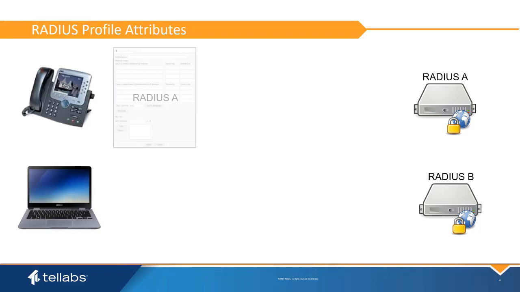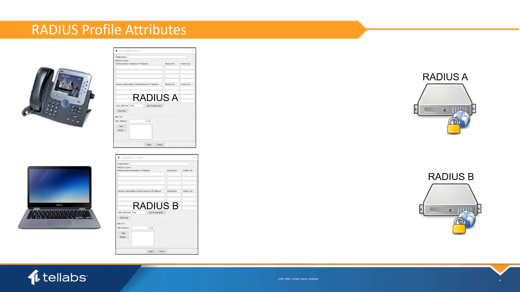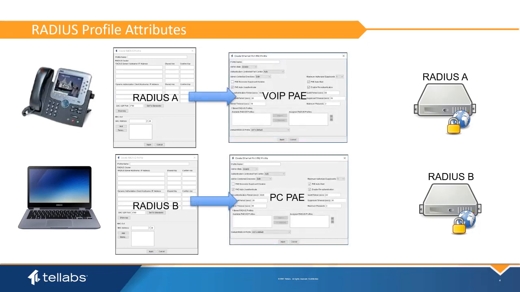A unique Radius profile can be created for each service. Then the profile can be attached to a PAE profile for each service. This PAE profile would then be assigned to the appropriate UniPort so the device will authenticate with the designated Radius domain.